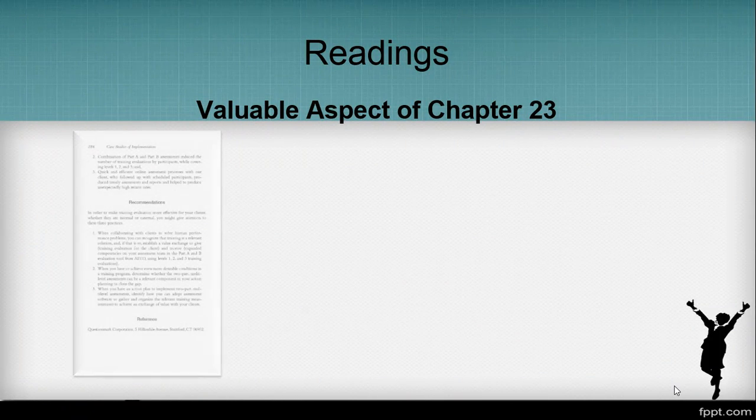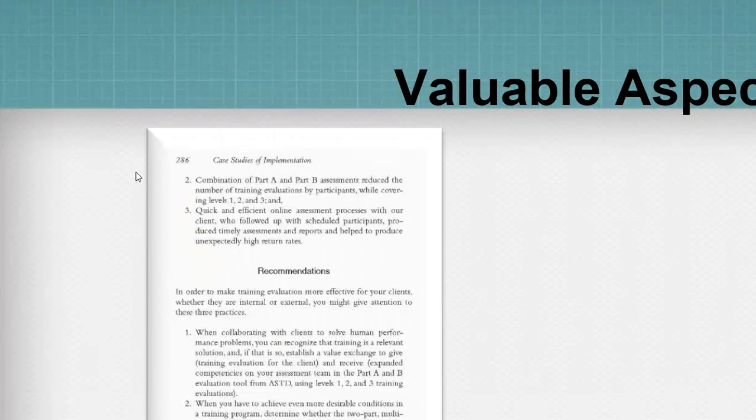One thing you'll notice from Chapter 23 is that they'll provide suggestions for you to follow as you are implementing your own evaluation processes. And one of them is to have reduced the number of training evaluations by participants while covering levels 1, 2, and 3.